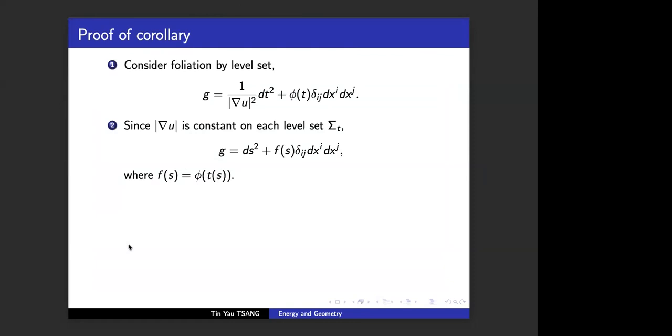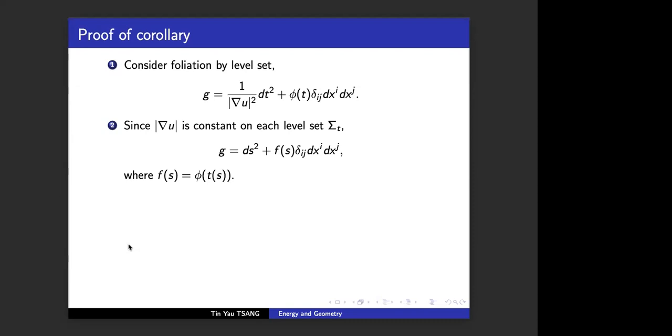Okay, so first of all, it's a foliation. We are considering a hyperbolic case. Let's see what happens. It's a foliation by level sets. Of course, we can write it in this way. Moreover, because each level set is Euclidean, we know it's flat. That's why you can write it this way. Phi is just a function that depends on the foliation, so phi t. And the gradient of u will be constant. This is very important, in particular in the hyperbolic case.